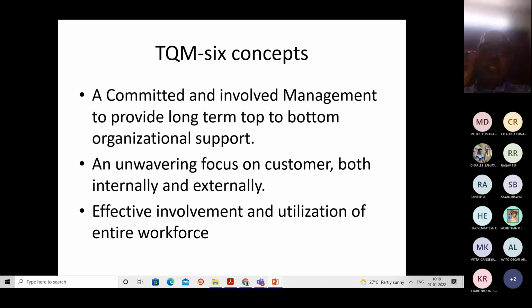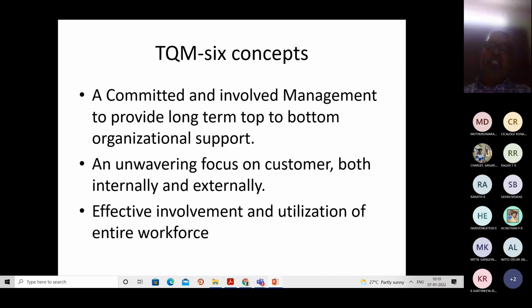For example, in a university, teachers are internal customers. Students are external customers, because they are paying the fees. So we have to focus on these internal customers also, and do it right the first time. When you want customer satisfaction, always do it right the first time itself. Otherwise it is defective, and reworking is needed. So do it right for the customer. This is called unwavering focus on the customer. That is very important.